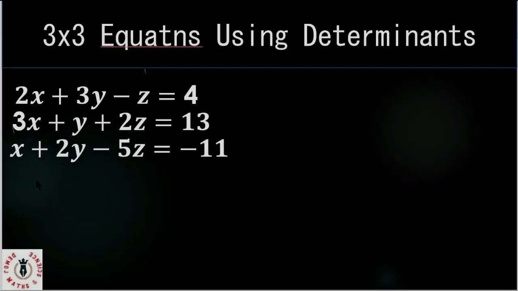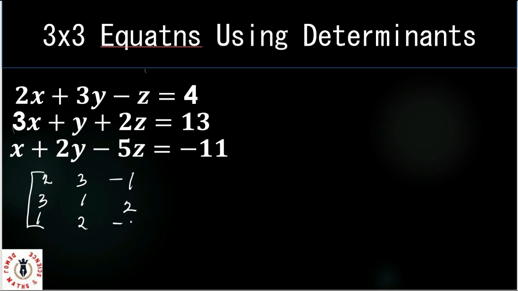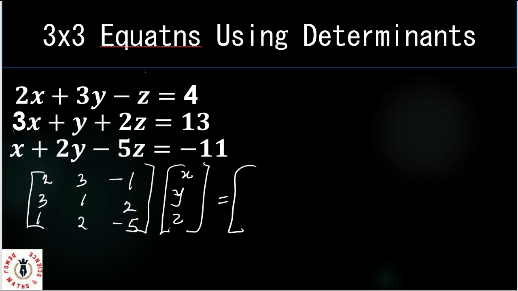The first thing we'll do is to change all of these equations into a matrix form so that it begins to look like 2, 3, minus 1, 3, 1, 2, 1, 2, minus 5, into x, y, z, equals 4, 13, and minus 11.